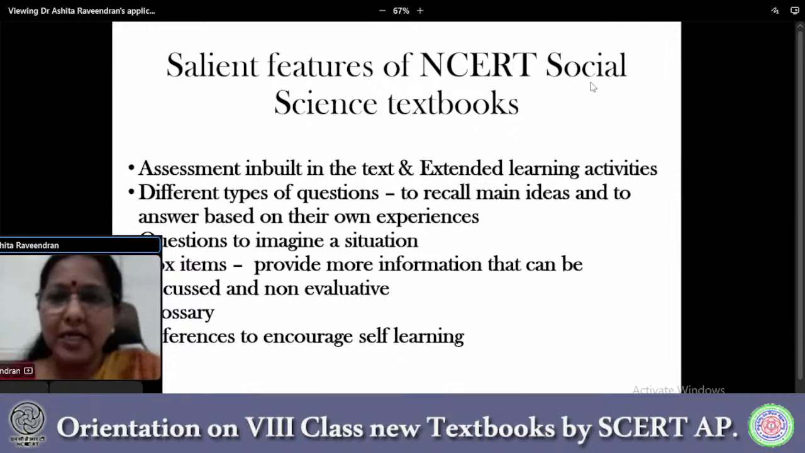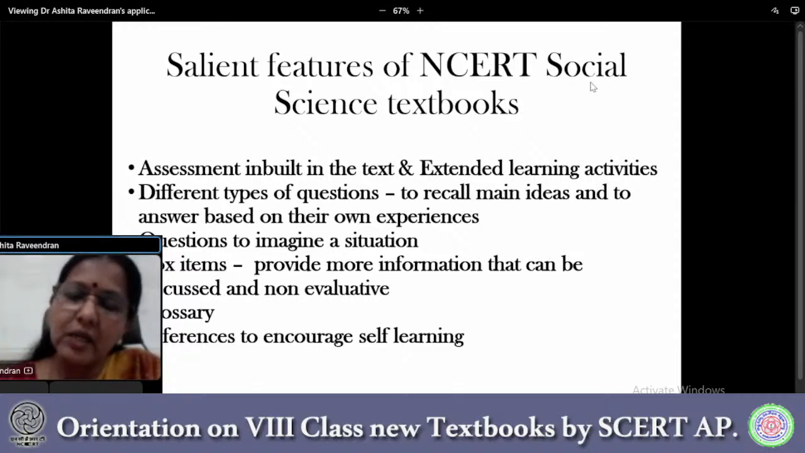Now, coming to the assessment part given in the textbooks, we have assessments which are inbuilt in the text, and also there are extended learning activities which are given, and in the end of the textbook there is a summation of activities where they use, like, let's recall or let's do. Such type of activities have been given in the end of the textbook.